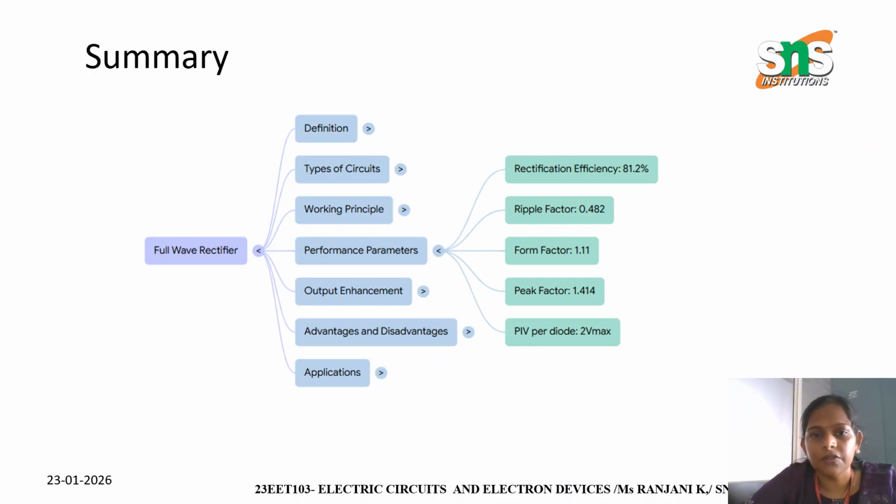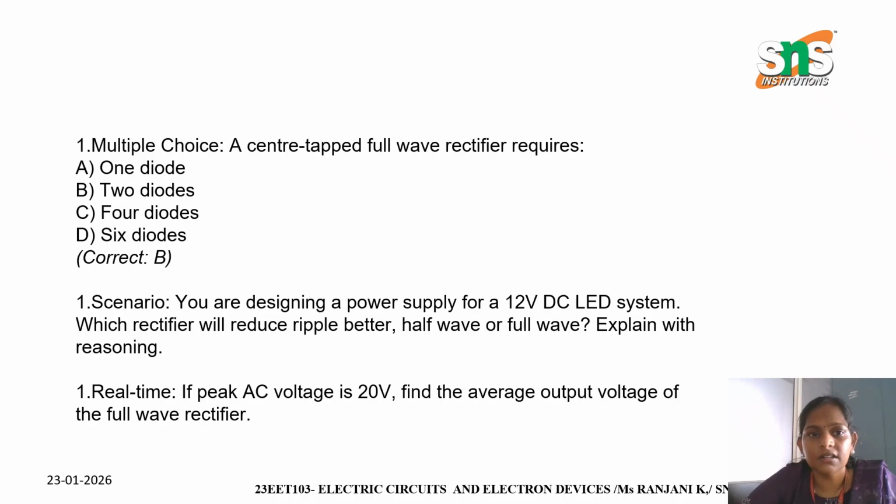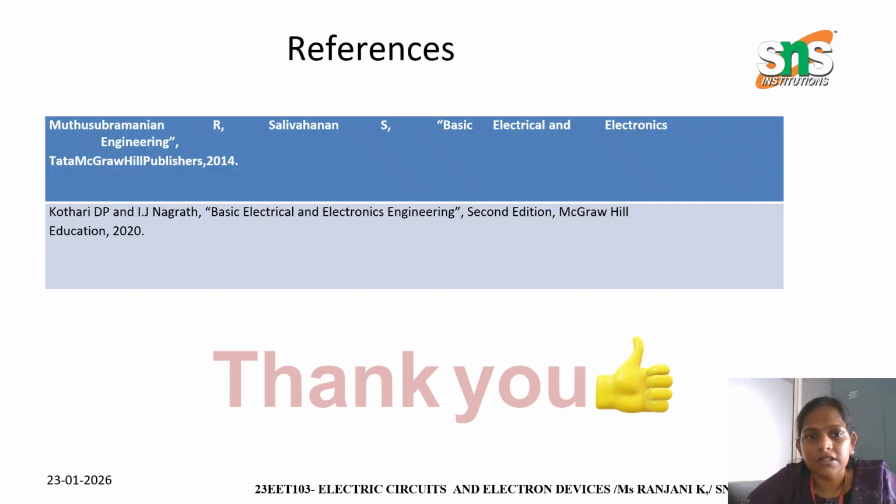Let us summarize. For the full wave rectifier, we saw the definition, the types of circuit, the working principle, the formulas, and the main advantages and disadvantages compared with the half wave rectifier. Here the efficiency is around 81% and the ripple factor is 0.482, and compared to the half wave rectifier the ripples have been reduced by using the full wave rectifier. The form factor is around 1.11, the peak factor is around 1.414, and the PIV for the diode is 2Vmax. I hope you all understand this topic well, and try to solve these questions, and let us discuss about them.